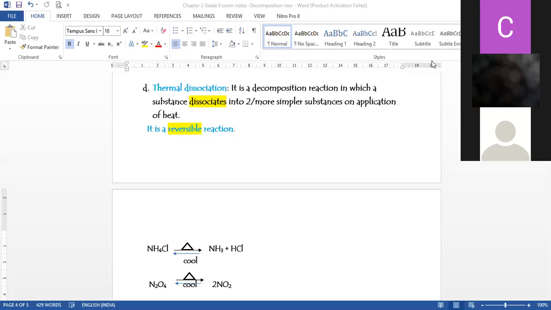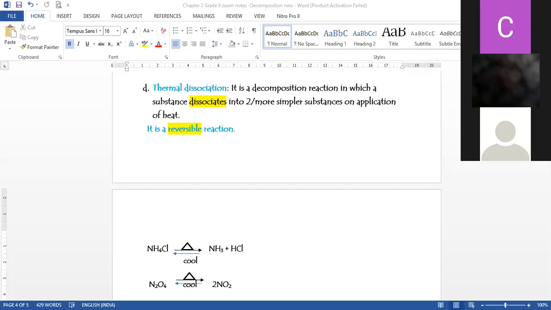So the next topic which we are studying is thermal dissociation. In the last class, we had studied about thermal decomposition. So we need to know the difference between decomposition and dissociation. In a thermal decomposition reaction, a compound undergoes decomposition and gives you two products, and the products can never combine and bring back the reactant again. That is called a thermal decomposition reaction.